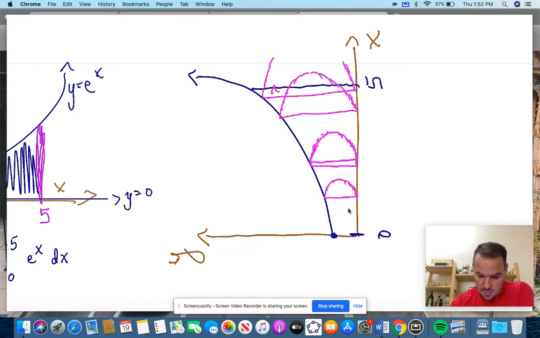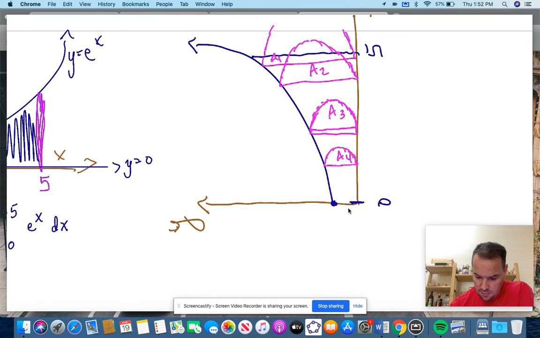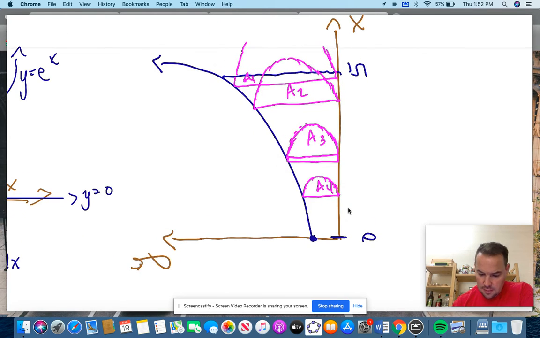So I'm going to call this big one A1. I'm going to call this guy A2. And then this guy would be A3. And then this guy would be A4. Where I get the volume out of this is, this would be my thickness, which would be my delta x. Okay?